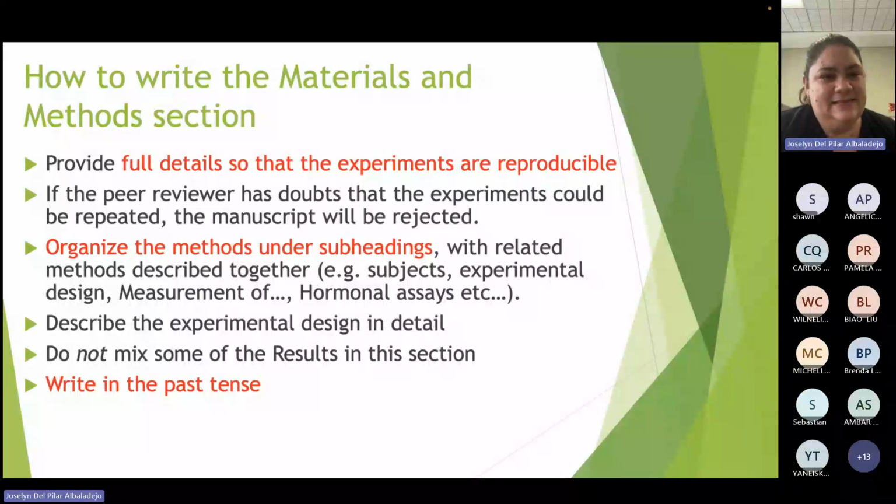Materials and methods. There's a little bit of controversial debate here between the classically trained scientists and the more modern ones. Classically trained scientists, people that have been around the field for a long time, might tell you to not put a whole lot of details because you don't want people replicating what you're doing and then getting scooped. And they're very jealous about that.